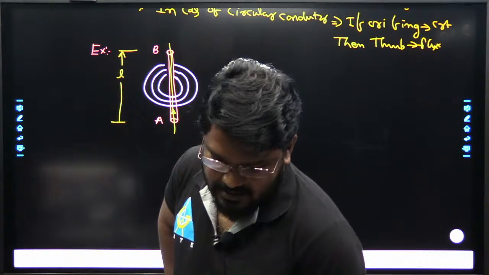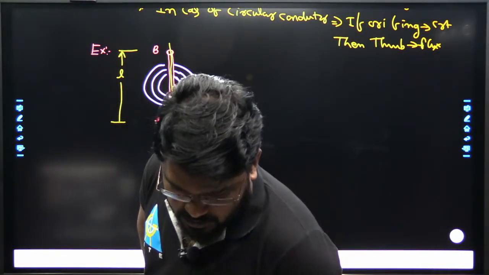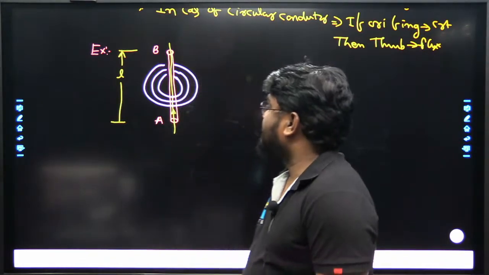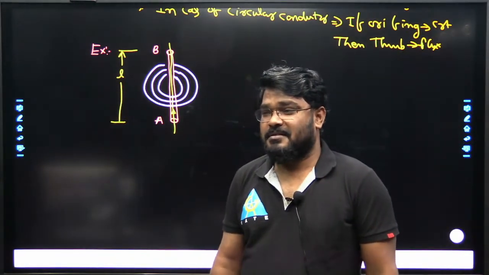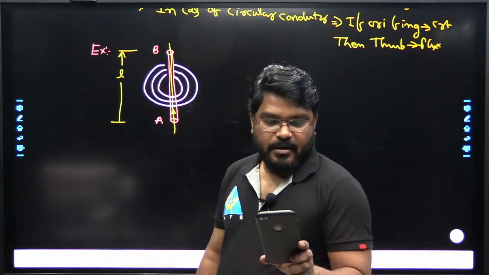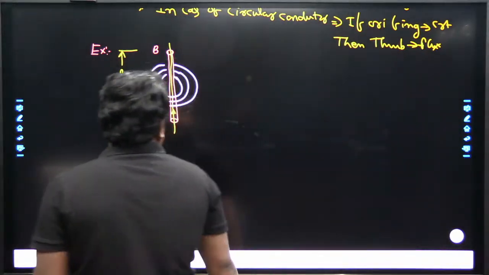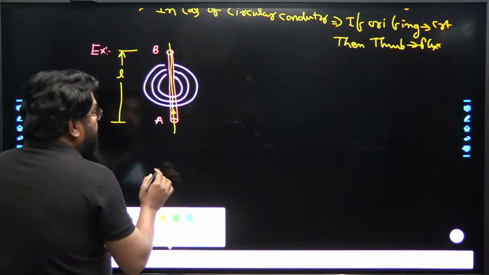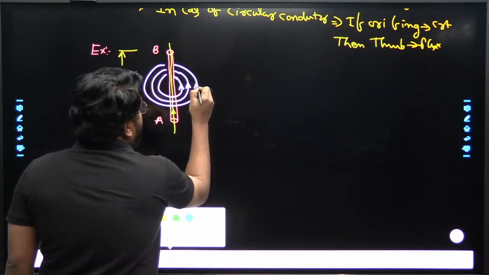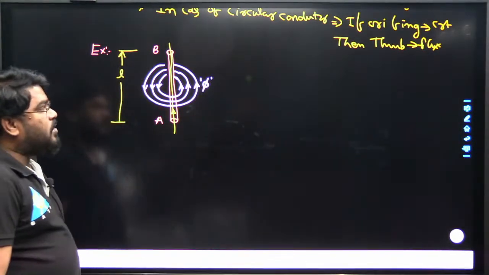Anti-clockwise. Okay, Nikita gave anti-clockwise, Surendra and Krishna. Very good. Anti-clockwise from above. So all of you gave the anti-clockwise direction. According to the right hand thumb rule, the direction of the flux is anti-clockwise around this conductor.